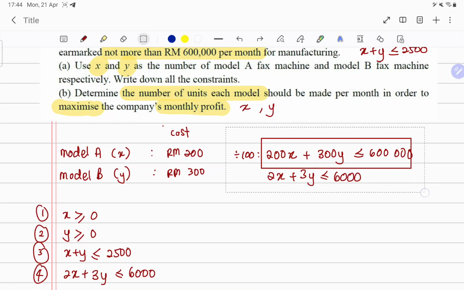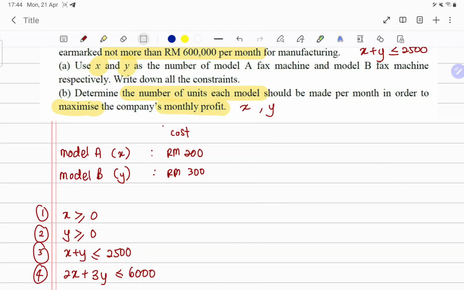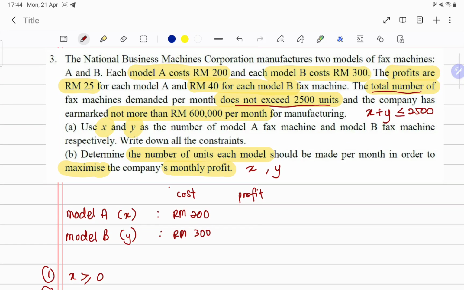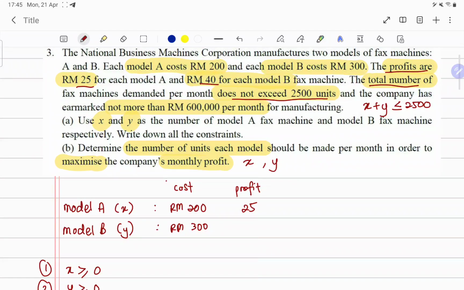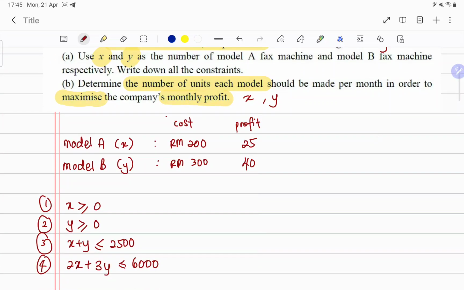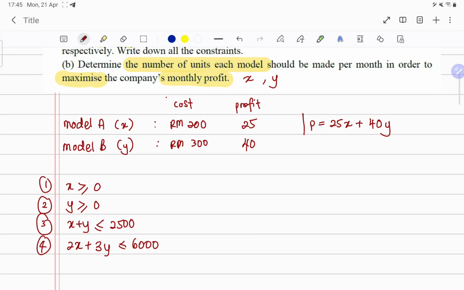Okay, so the profit that we have, if you see based on the statement, profit is 25 for model A, and 40 for model B. So which means your profit later on is 25x plus 40y. So this is what you want to know at the end. Okay, so which one is maximized? So you need to hold on to this equation first.